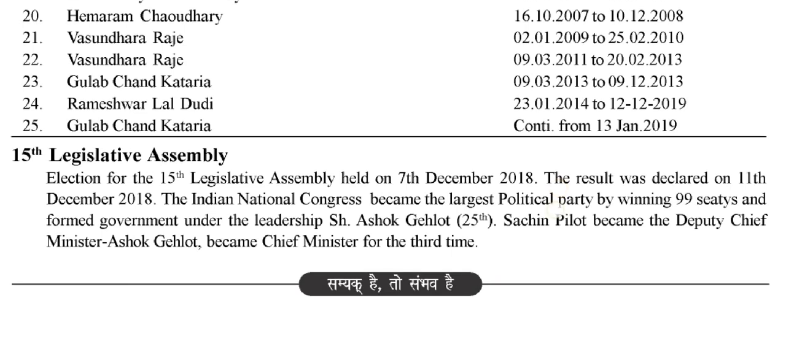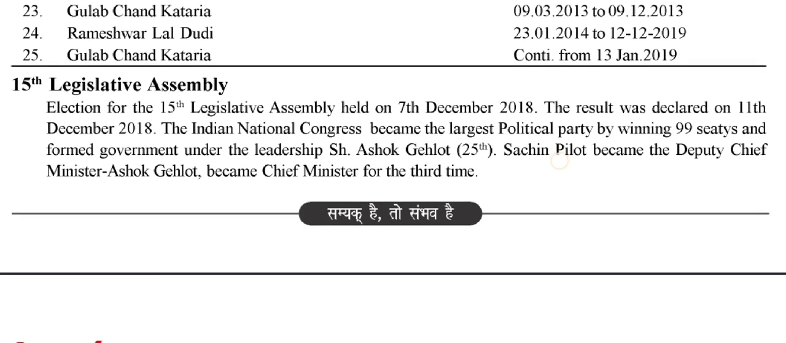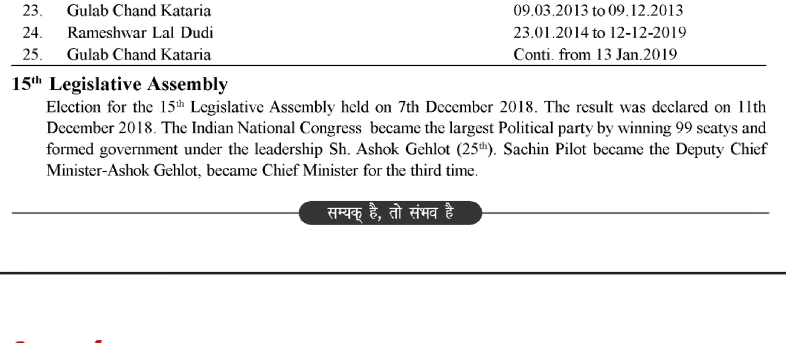2007 to 2008. Vasundhara Raje, 2009 to 2010. Vasundhara Raje, 2011 to 2013. Gulab Chand Kataria, 2013. Rameshwar Lal Dudi, 2014 to 2019. Gulab Chand Kataria, continuing from 13 June 2019.